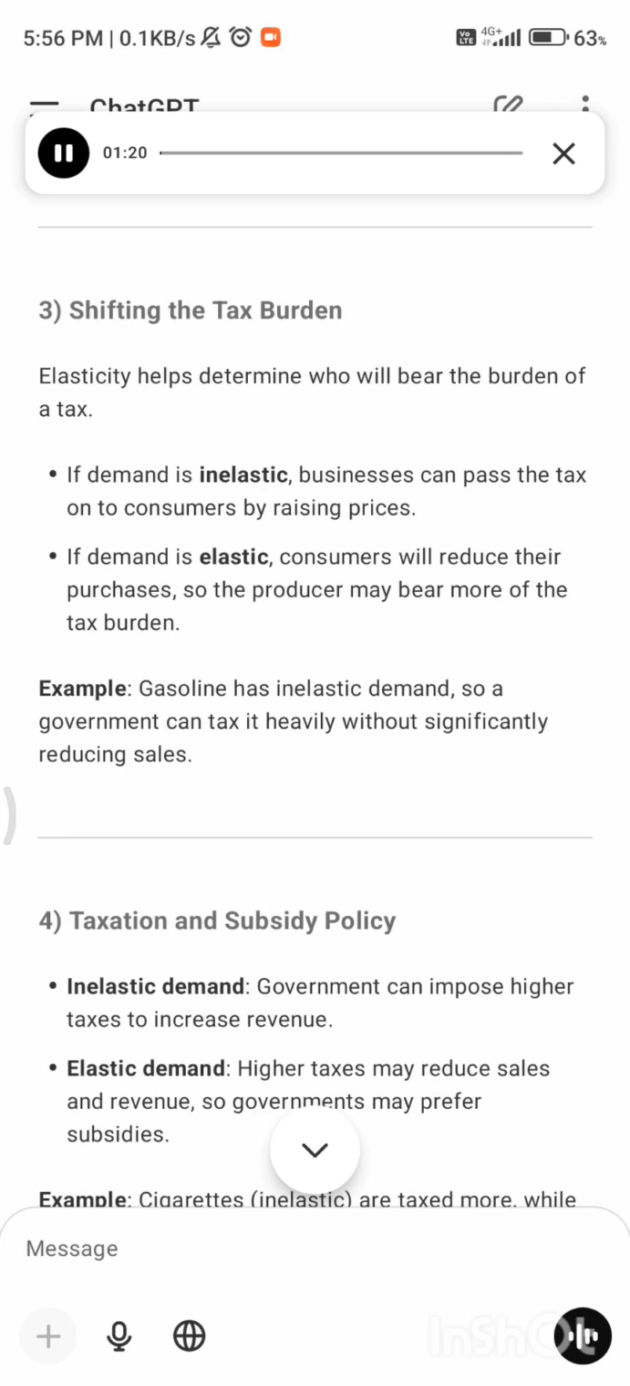3. Shifting the tax burden. Elasticity helps determine who will bear the burden of a tax. If demand is inelastic, businesses can pass the tax on to consumers by raising prices. If demand is elastic, consumers will reduce their purchases, so the producer may bear more of the tax burden. Example: gasoline has inelastic demand, so a government can tax it heavily without significantly reducing sales.